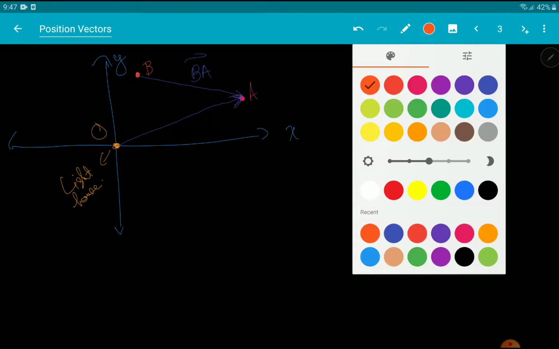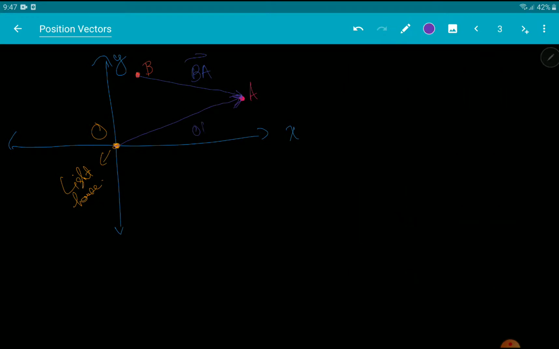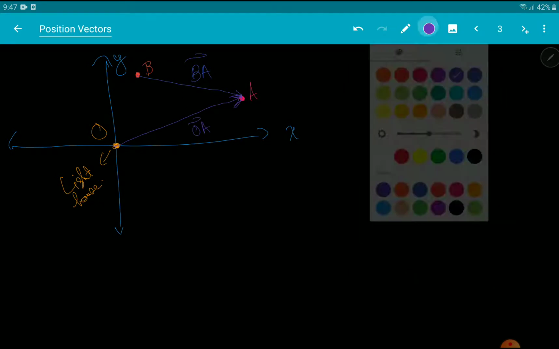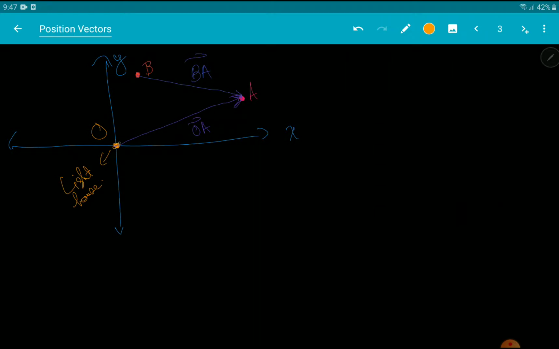the lighthouse only seems to know this vector OA and this vector OB. So now that's a problem. The rescue boat needs to be told the vector BA. So, using the information given, OB and OA, we can calculate BA.